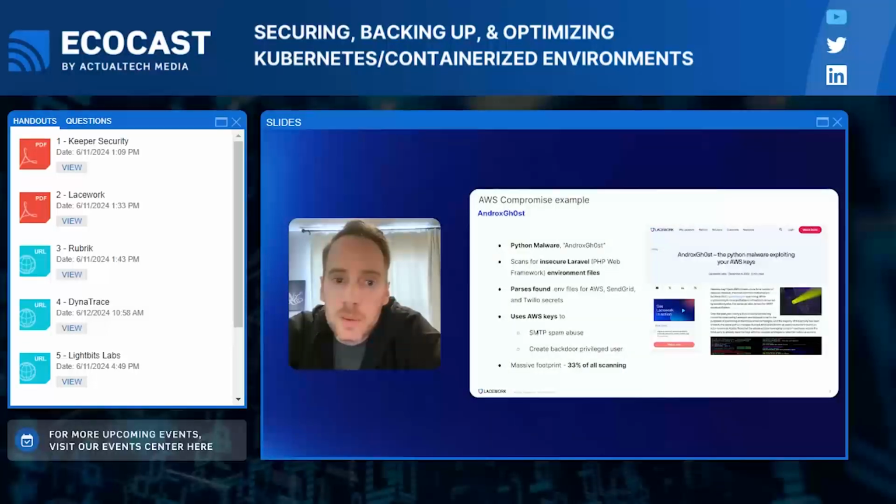Once these are found, they look for AWS, SendGrid, and Twilio secrets. Now, if they get access to AWS keys, then typically the first thing that they'll do is create new users, similar to how I described in the previous slide, and then start abusing SES so they can carry out spam campaigns, phishing, and so on.